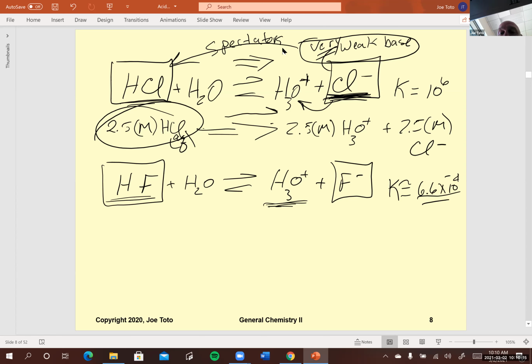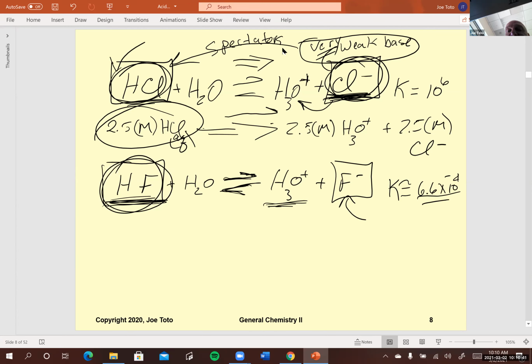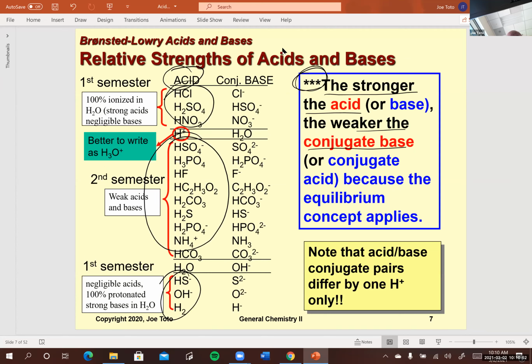As opposed to conjugate bases of weak acids, they can react a little bit because there is an equilibrium here. So the moral of the story is the stronger the acid, the weaker its conjugate base, and the weaker the weak acid, the stronger its conjugate base. And so that's all implied back here in this list of conjugate acids and bases.